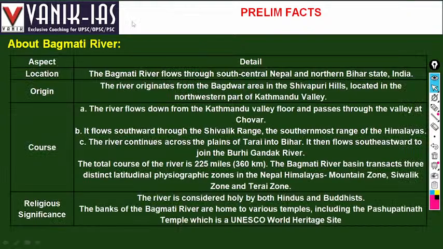About the Bagmati River: it flows through south central Nepal and the north Bihar state of India. The river originates from the Bagdwar area in the Shivpuri Hills located in the northeastern parts of Kathmandu Valley, Nepal.